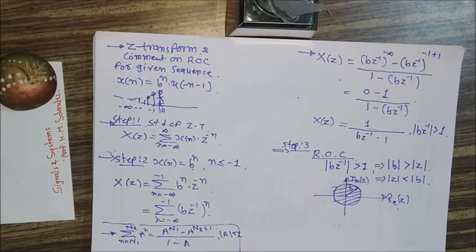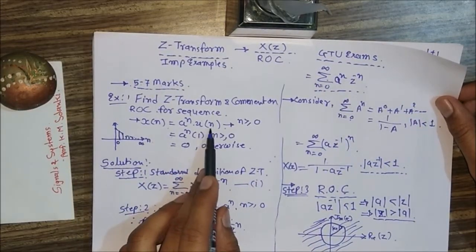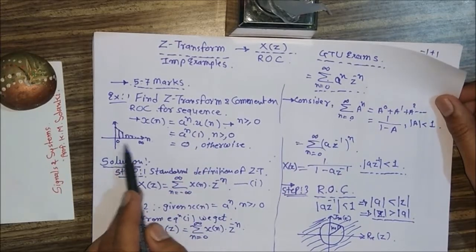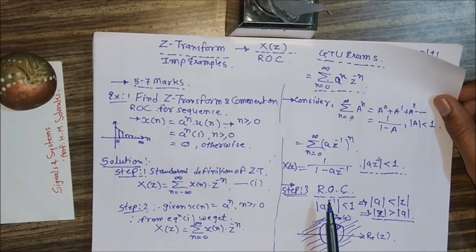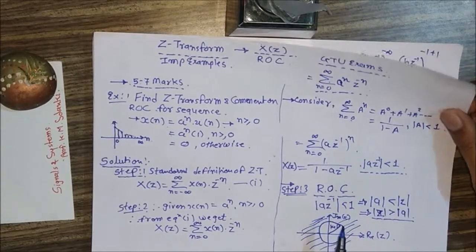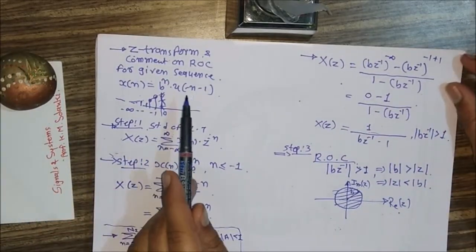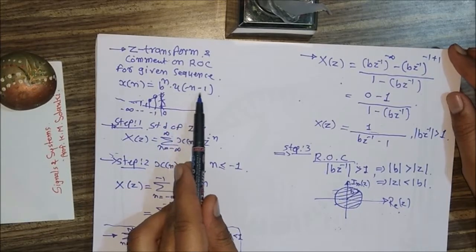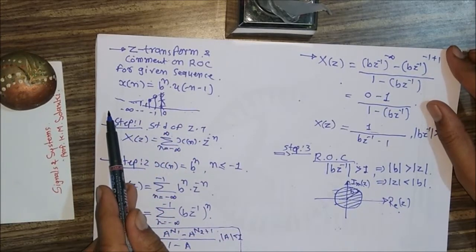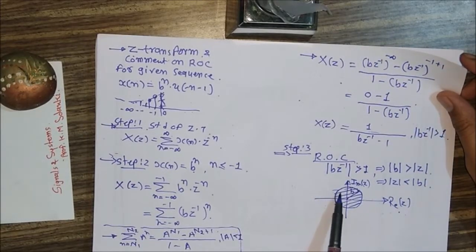So if we consider the previous example, it was a raised to n u of n, where u of n is a totally right-sided sequence. So the ROC is the outermost region of the circle, or the outer area as the region of convergence. So we can see the difference in the second example, that is u of minus n minus 1 is a left-sided sequence, and now we are getting the ROC as the inner part of the circle.